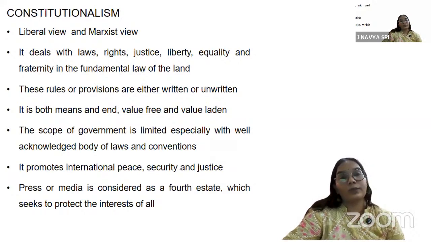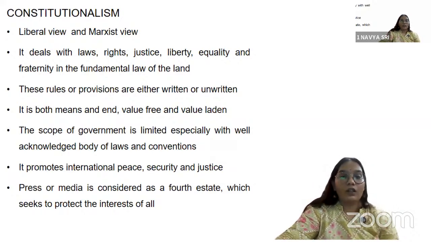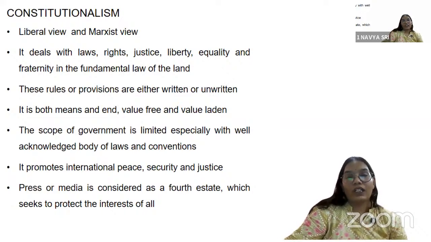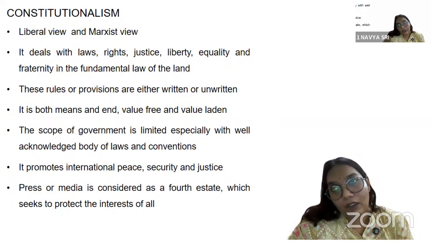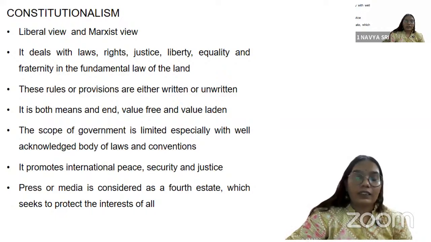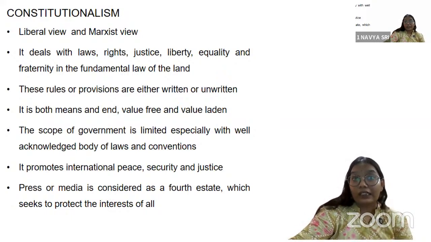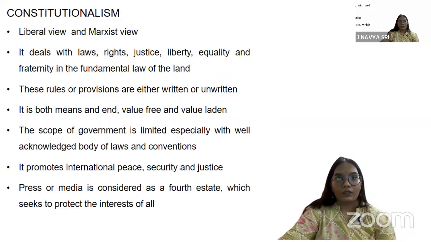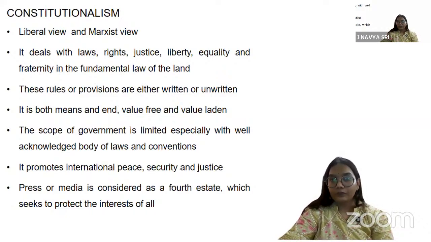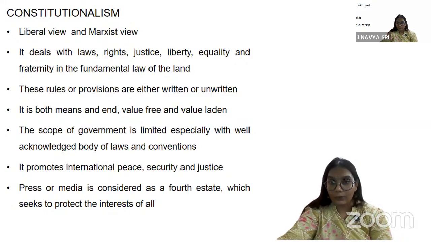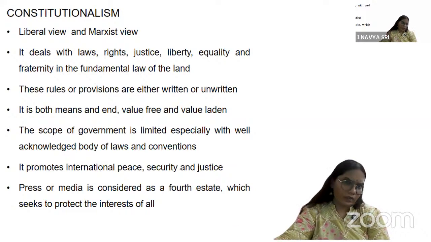Now, next, constitutionalism is studied in the liberal view and the Marxist view. There are two perspectives of studying constitutionalism. So, the first view is the liberal view. So, what is the liberal view? The liberal view is about laws, rights, justice, liberty, equality, and fraternity. All this must be considered because they are the basic fundamental law of the land. And these rules and provisions could be either written or unwritten. Here there is no concept that this shall be written only, or that if these are not written, they cannot be followed. No, this is not a part of the basic concept of constitutionalism. So these rules and procedures could be written or unwritten.